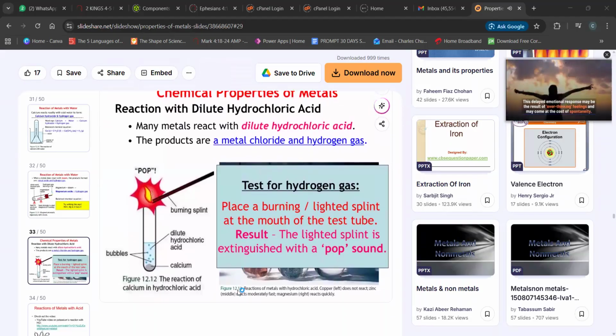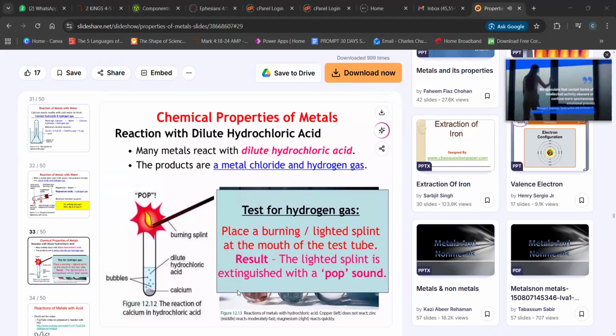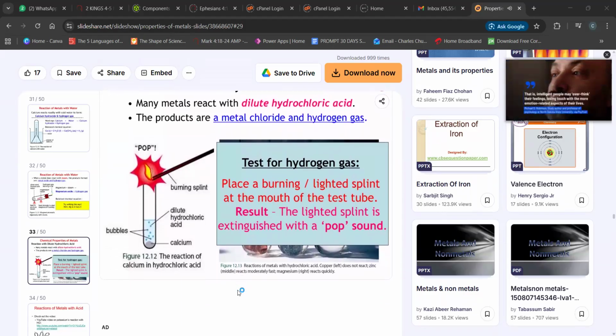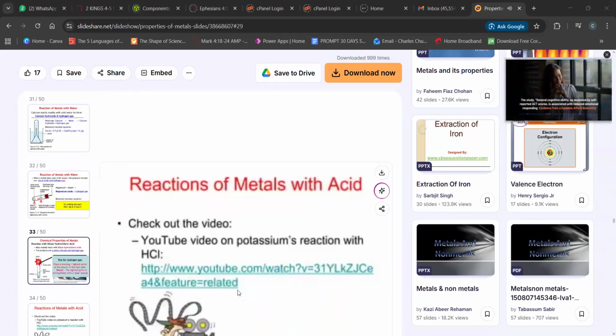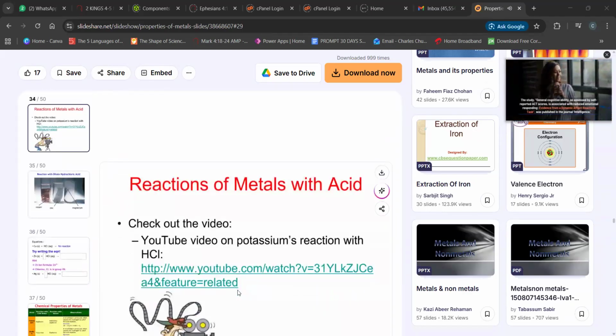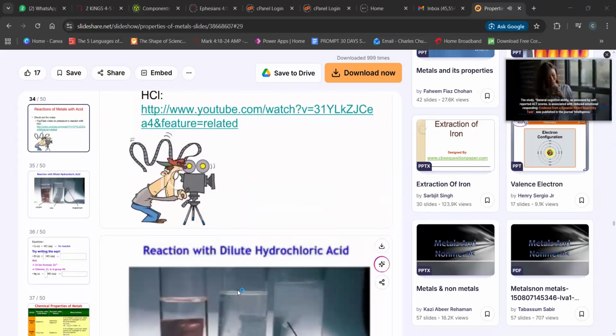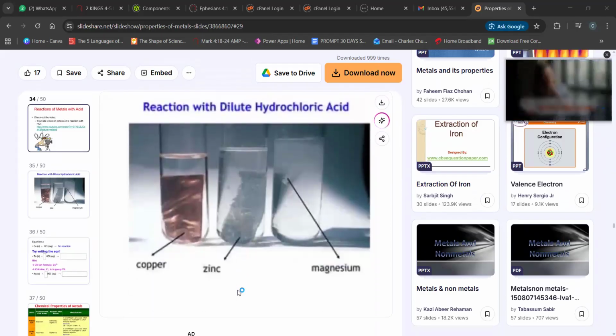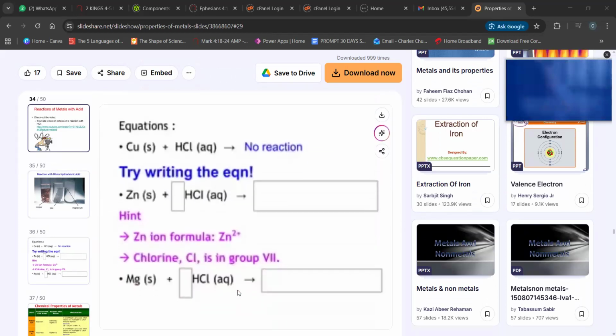The next property we want to examine is the reaction with dilute hydrochloric acid, HCl. Somehow we still have hydrogen getting produced in the mix. So let's see the reaction of metals with acids.